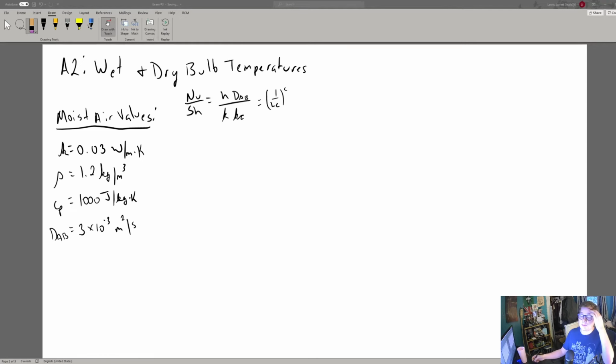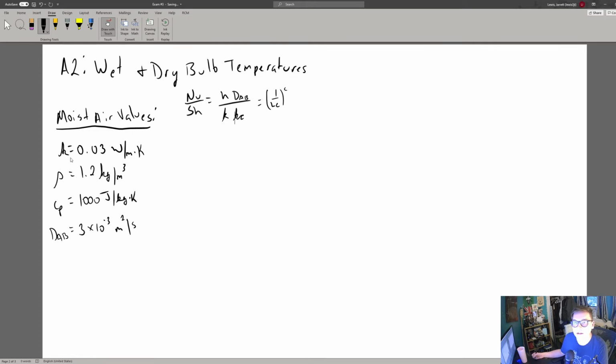Okay, so for part two, we're going to take the Lewis relationship that we found in the previous part, and find a way to get an energy balance using the Lewis relationship to explain how we find the relative humidity using a wet and dry bulb experiment. So I'm just going to explain that a little further.